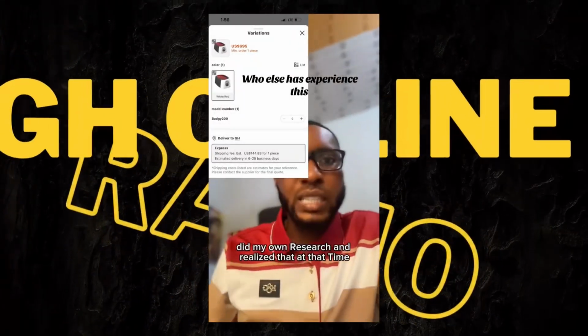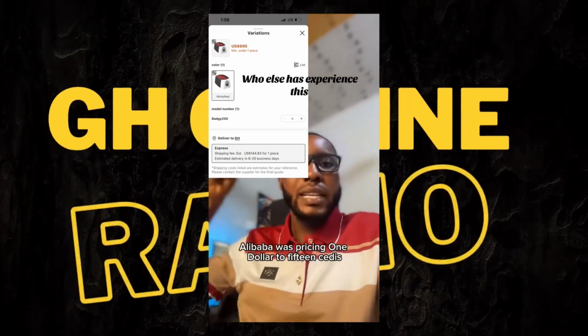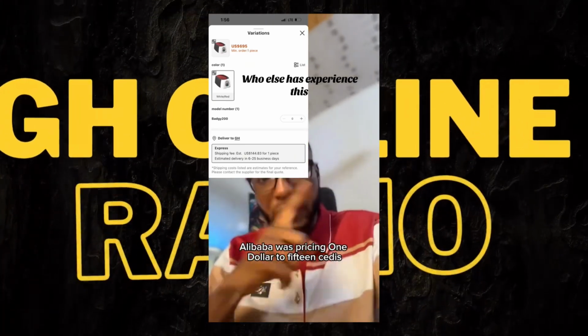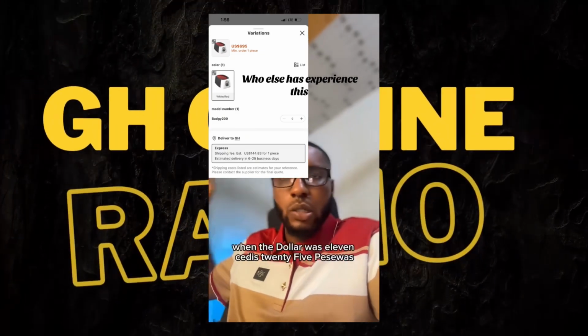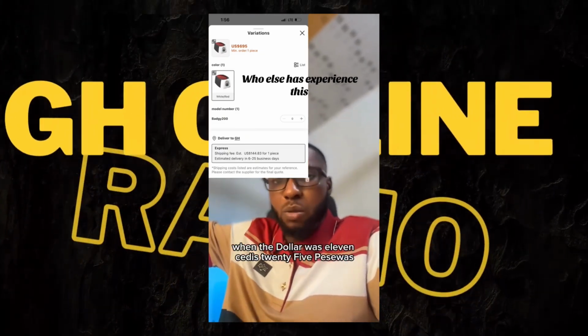Did my own research and realized that at that time, Alibaba was pricing $1 to 15 cedis. This is just 2 weeks ago when the dollar was 11 cedis, 25 pesos or so.